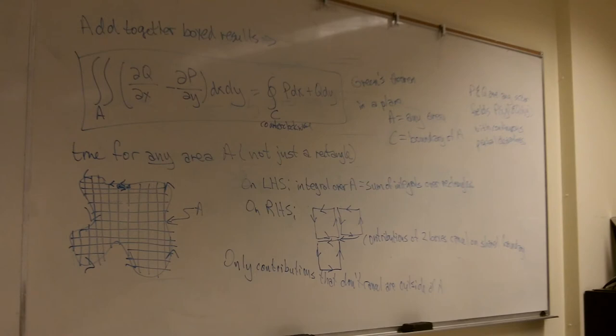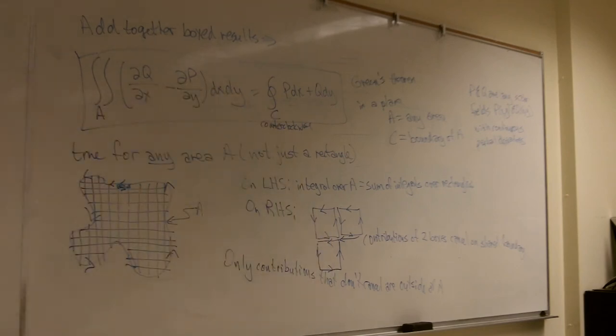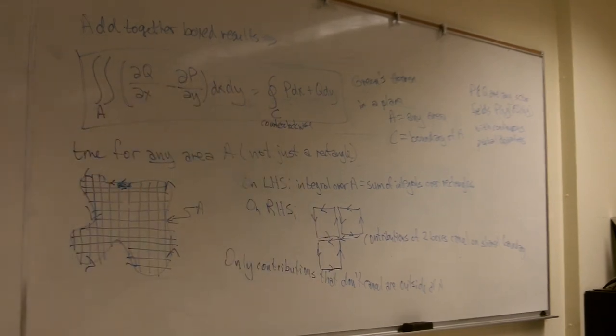So let me give you an example. And I'm not sure either of these is particularly easier. But let me give you a particular choice of area A and a choice for P and Q. And I will evaluate both the left-hand side and the right-hand side of Green's theorem just to convince you that they're equal, that Green's theorem works like it should.